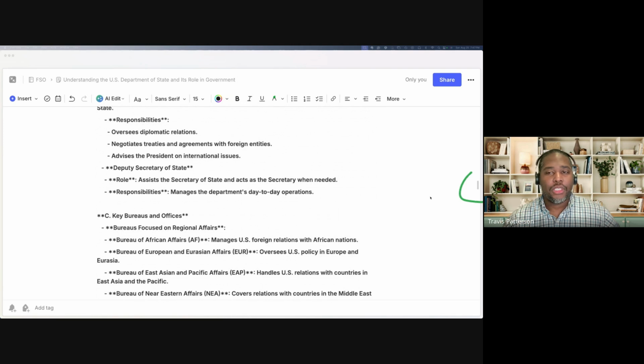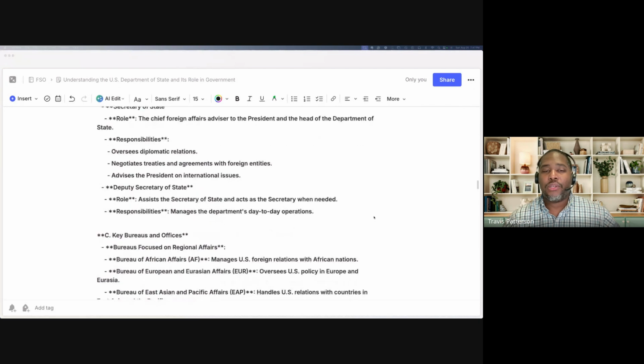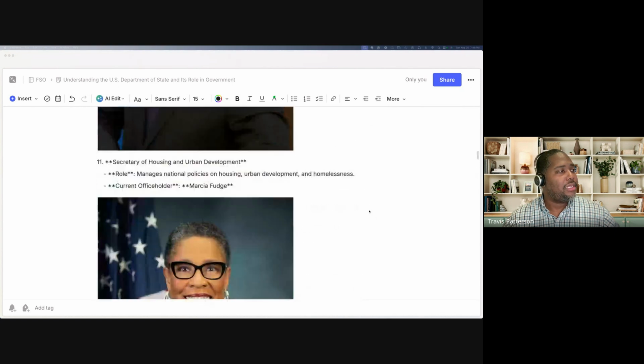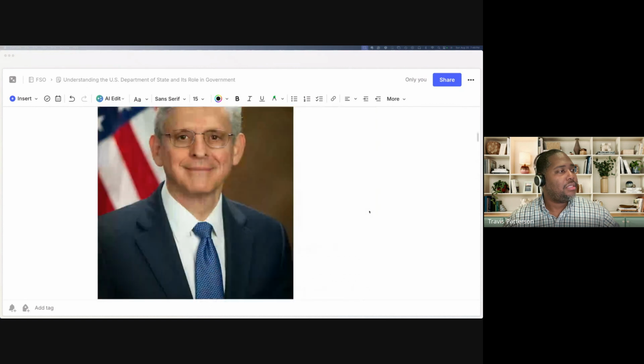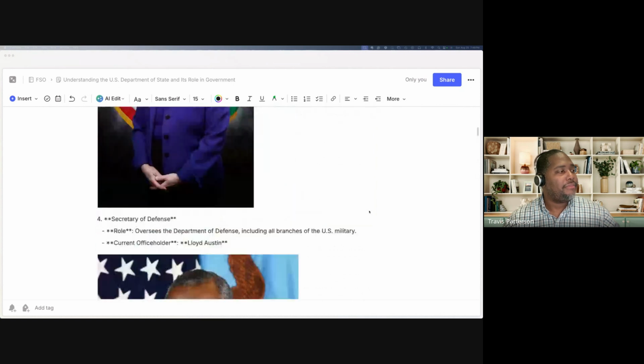Moving on. I'm trying to get rid of all these dots here. So the Secretary of State is the Foreign Service Affairs Advisor of the President and head of the Department of State. Responsibilities: overseeing diplomatic relations, negotiating, and this you saw his picture. And this is him, Antony Blinken.